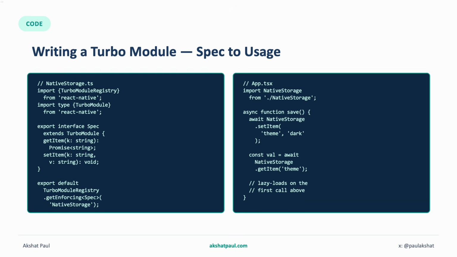Let's make this concrete with real code. On the left, that's the spec file. Notice the interface extends TurboModule, and every method has explicit types. getItem takes a string, returns a promise of string, setItem takes two strings, and returns void. At the bottom, TurboModuleRegistry.getEnforcing is what actually pulls in the native implementation by name. On the right, that's just normal usage from your app code. You import it like any other module and call its methods. The magic is that this module doesn't actually initialize on the native side until that very first setItem call fires. That's lazy loading happening automatically with zero extra code from you. Clean API on the JS side, fully typed and fully lazy underneath.